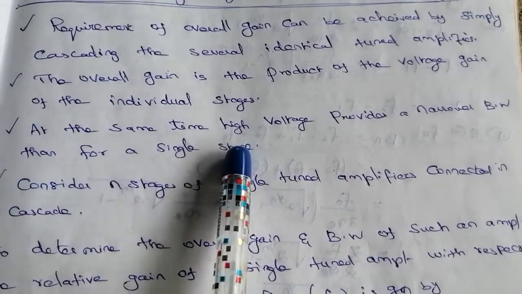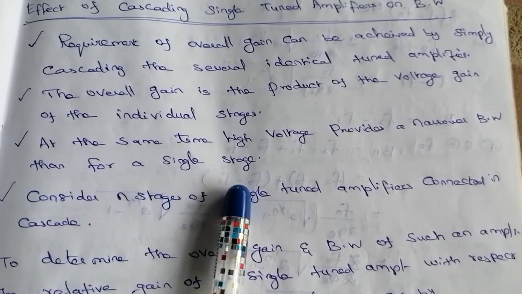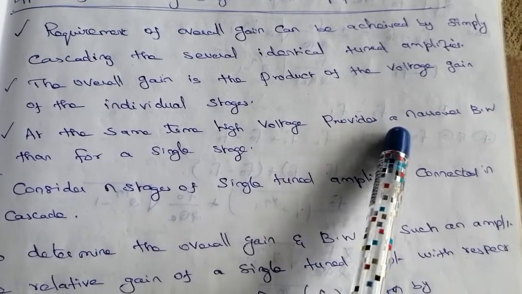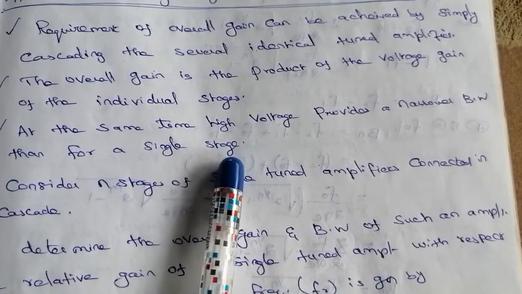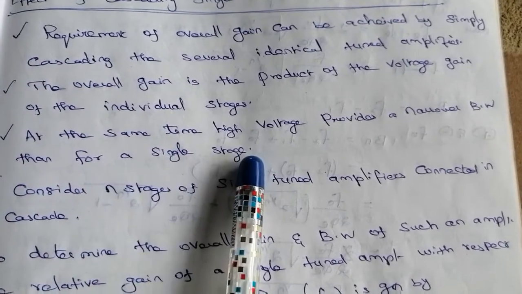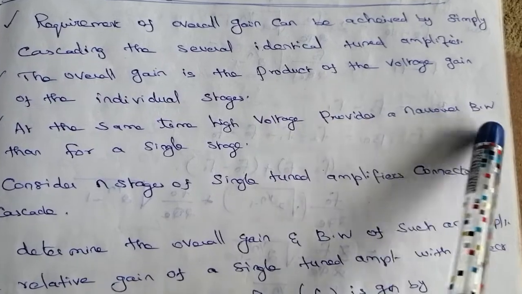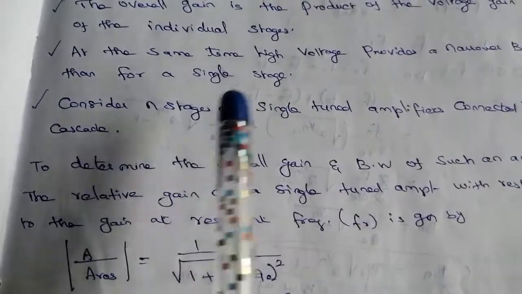At the same time, high gain provides a narrower bandwidth than for a single stage. So when compared to a single stage, a multi-stage, that is, cascaded tuned amplifier provides a narrower bandwidth. Consider n stages of single tuned amplifier connected in cascade.